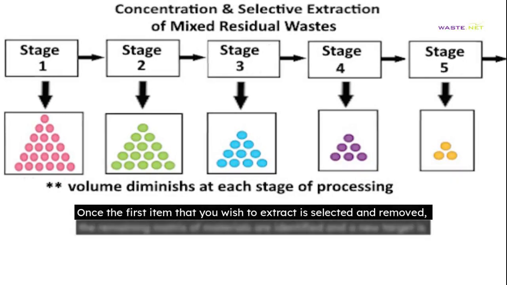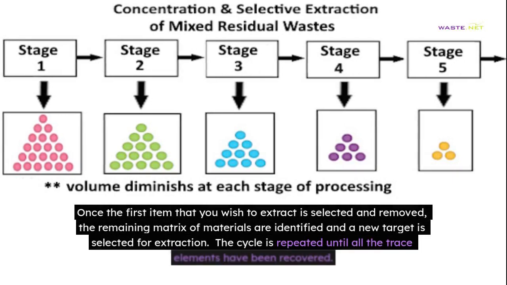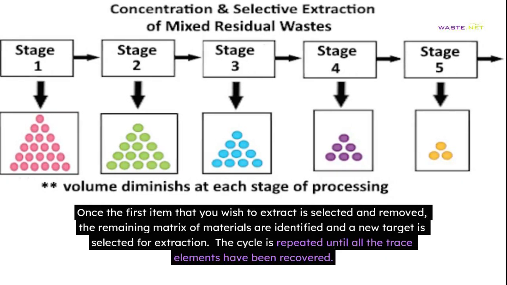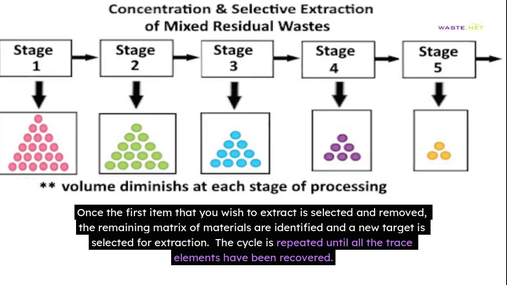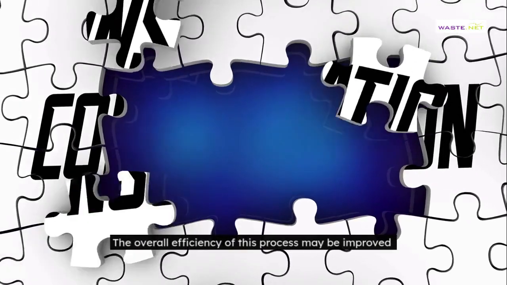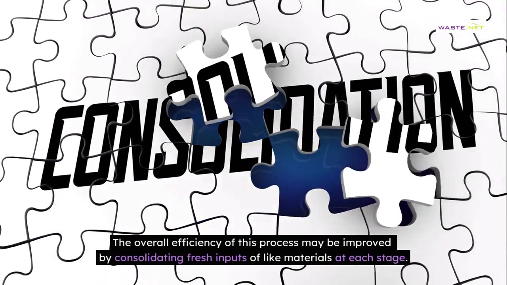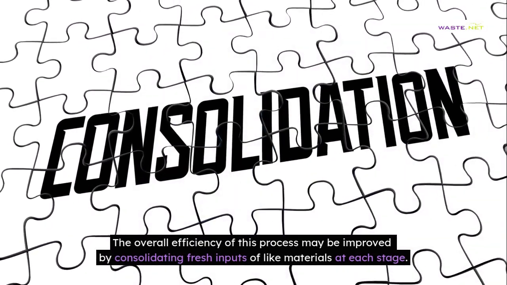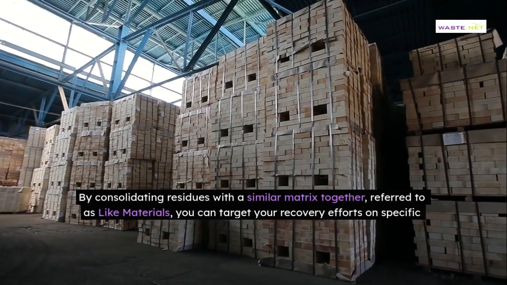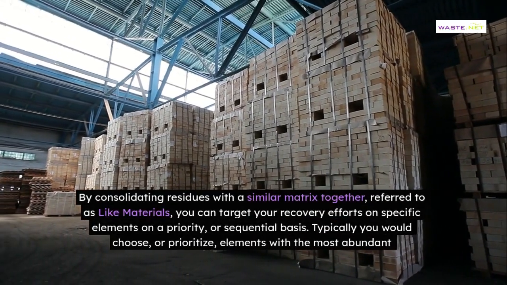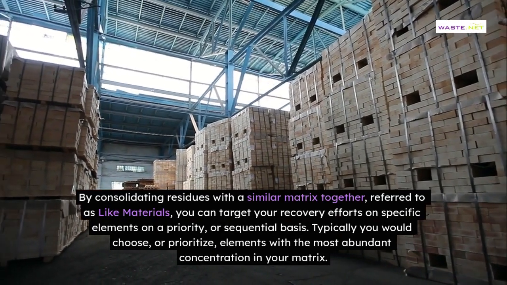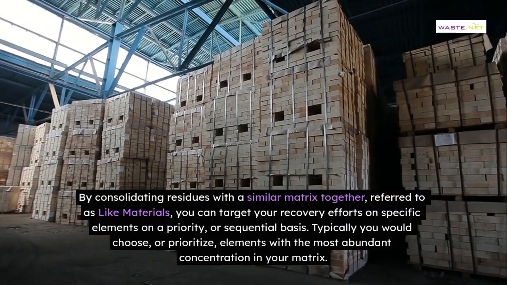Once the first item that you wish to extract is selected and removed, the remaining matrix of materials are identified and a new target is selected for extraction. The cycle is repeated until all the trace elements have been recovered. The overall efficiency of this process may be improved by consolidating fresh inputs of like materials at each stage. By consolidating residues with a similar matrix together, referred to as like materials, you can target your recovery efforts on specific elements on a priority or sequential basis.